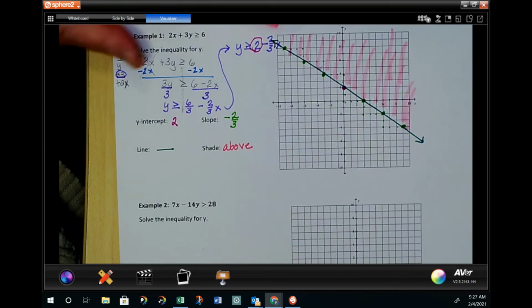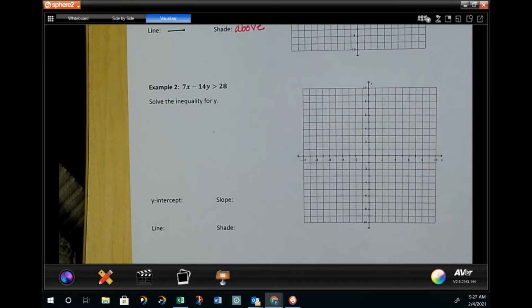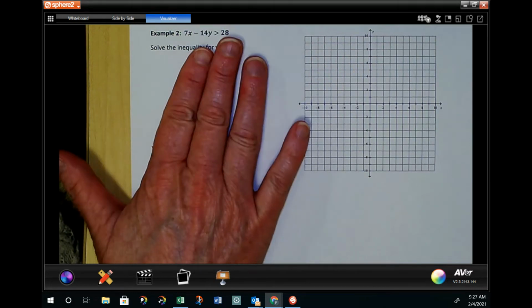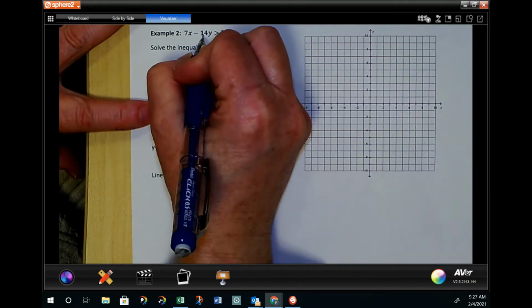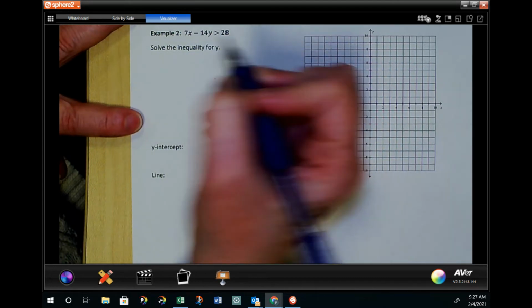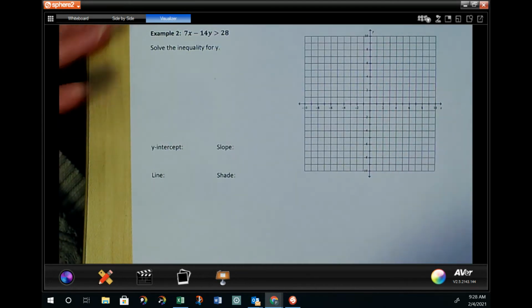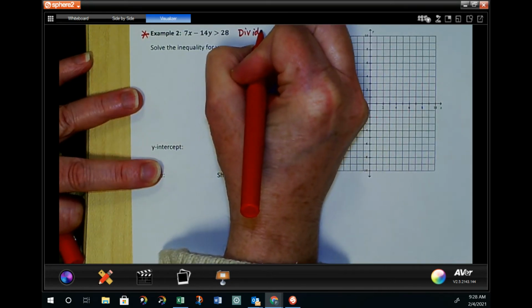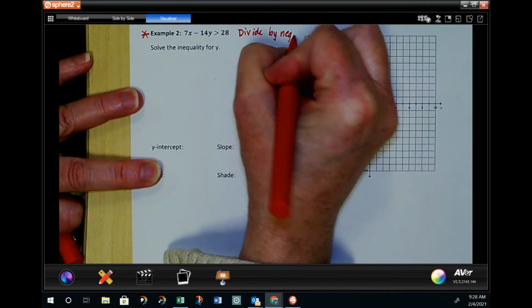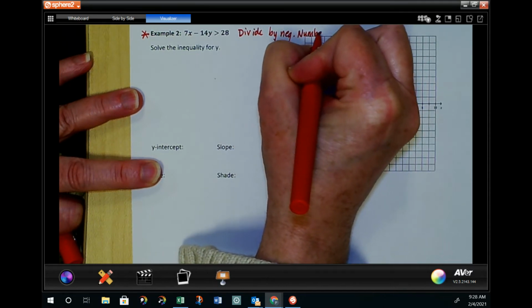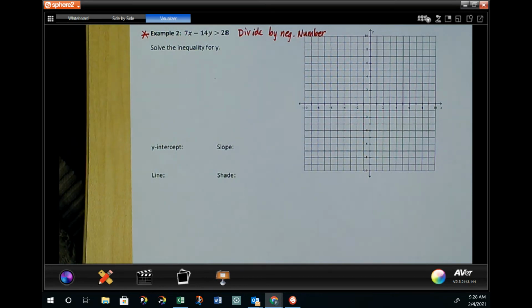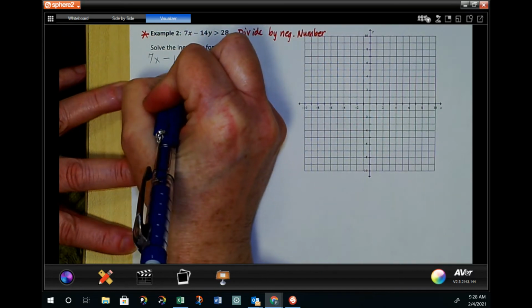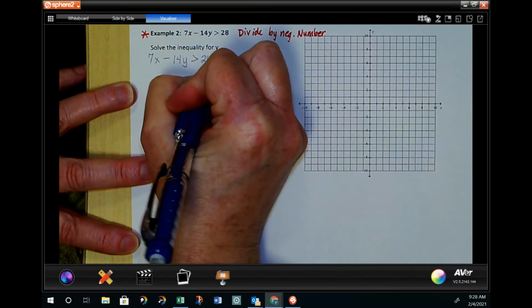Okay, one more example. In the second example that we have, I'm giving you this example because you're going to have to divide by a negative number. This is kind of like a star. You have to divide by a negative number, and as we know before, when you divide, you're going to have to flip that inequality sign. So let's see. This is 7x minus 14y is greater than 28.